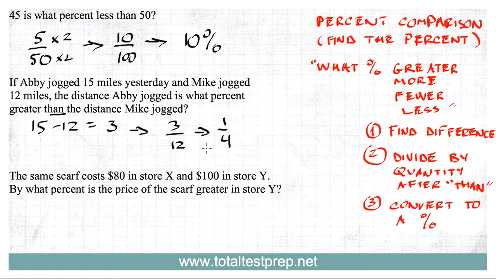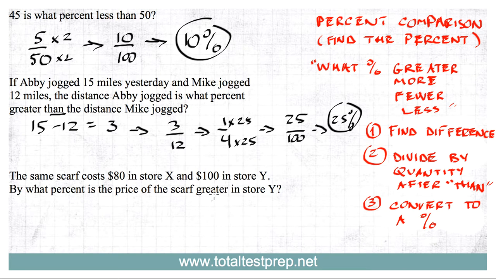So once again, we're finding the ratio of the difference to the second quantity, or the quantity after the word than. And we're going to convert this fraction 1/4 to a percent. You do that by multiplying top and bottom by 25, which gives us 25 over 100, or 25%. Let's do the last one.